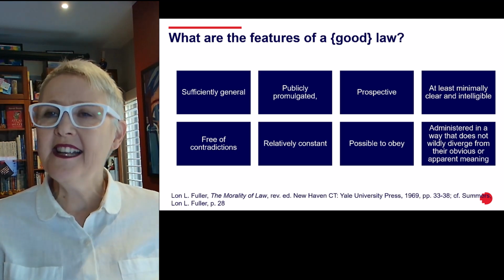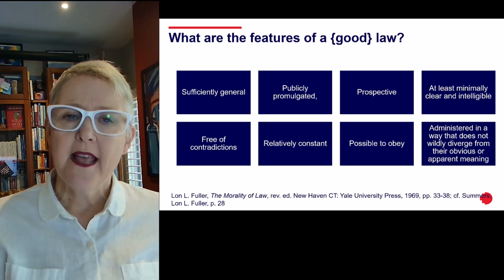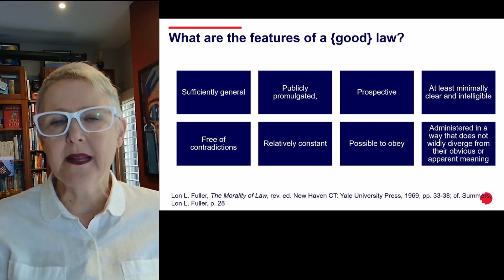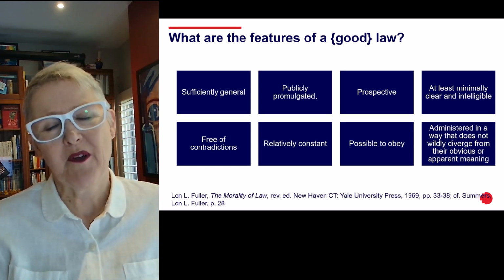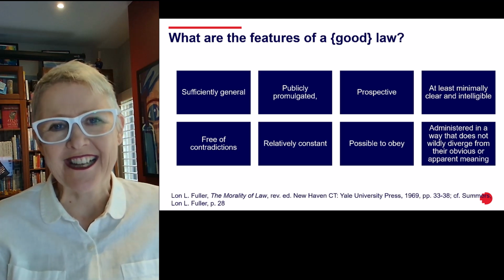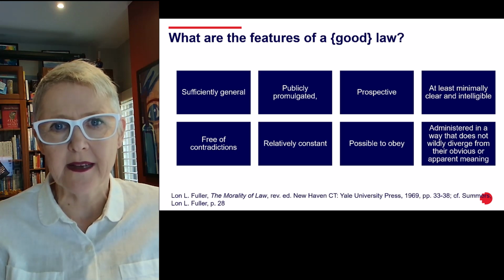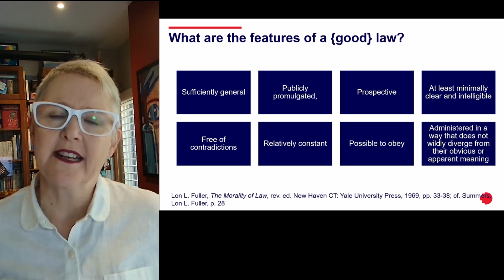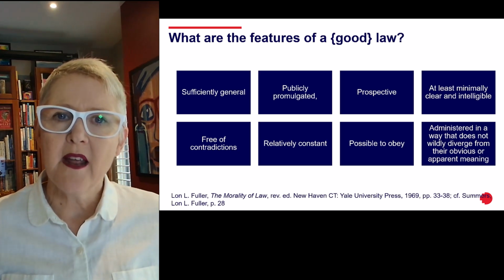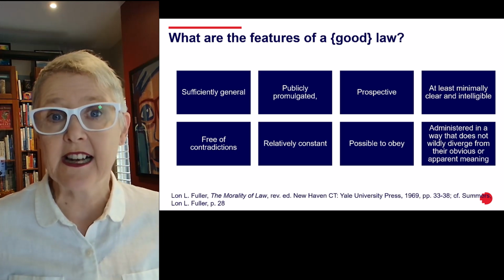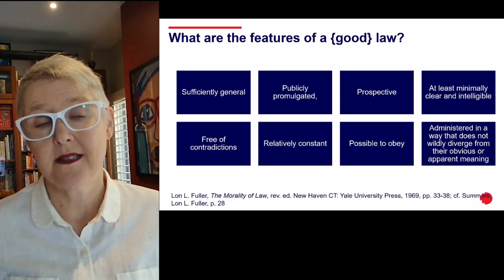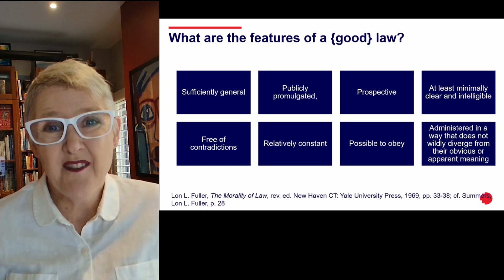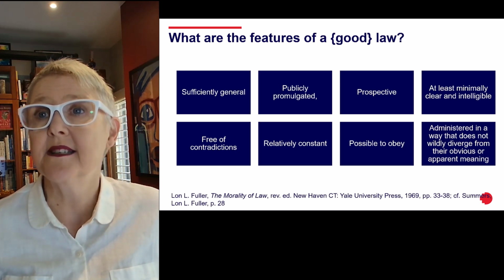It needs to be at least minimally clear and intelligible. In other words, people need to understand what the law is. Now, at least minimally clear, we're wordsmithing here, aren't we? It's not a particularly clear statement, at least minimally clear. So what Fuller is saying is, sure, six-year-olds don't necessarily need to be able to understand it, but it should still be sufficiently clear that lawyers can make sense of it, and that business people can recognize that there is a law there and have some chance of making sense of it.